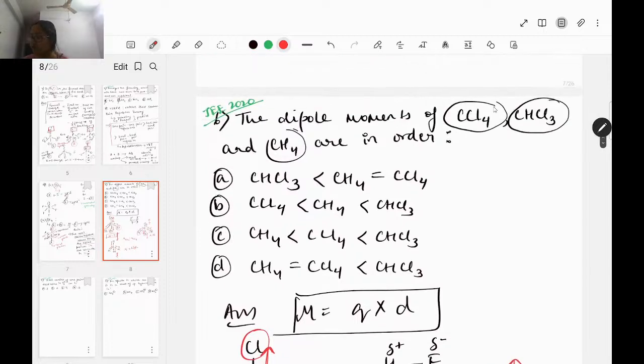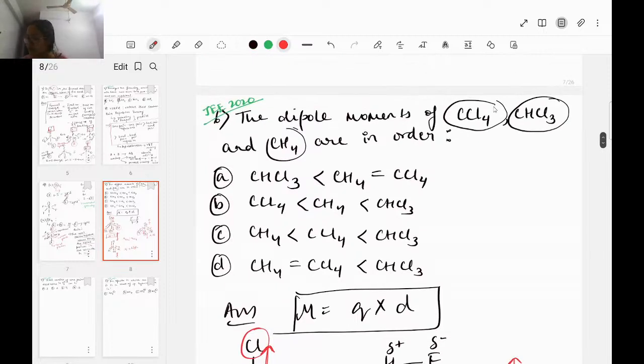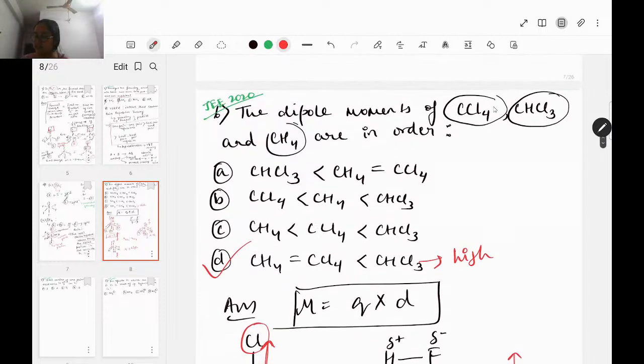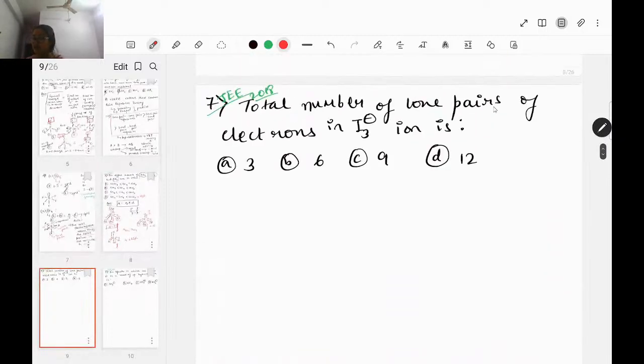So among these 4 examples, we can clearly see CH4, the option D. CH4 is equal to CCl4, which is 0, and it is obviously a lot less than CHCl3, because the CHCl3 dipole moment is high. We have just seen how. And this question came in JEE 2020. So it is very easy. You can clearly see it. No need to fear. Okay. So now the 7th question.